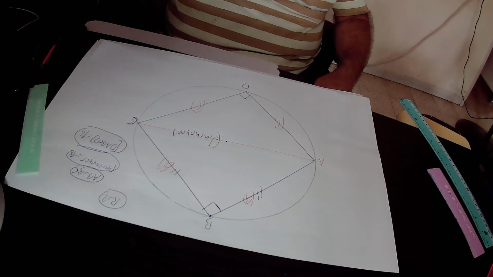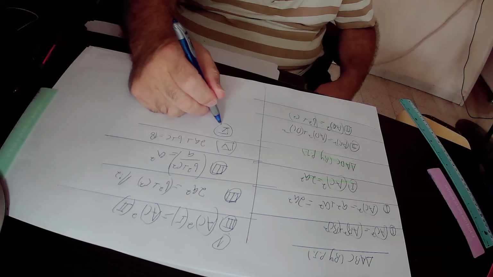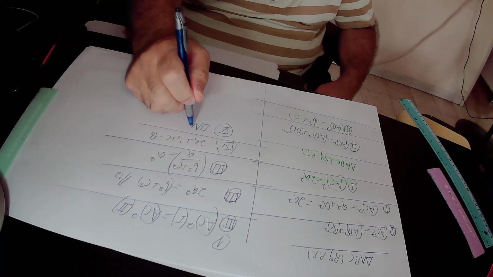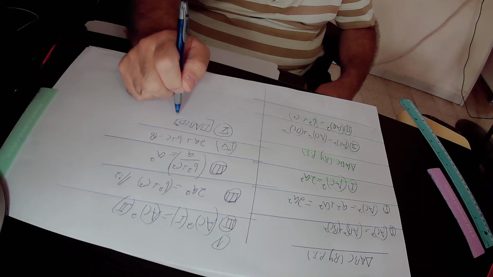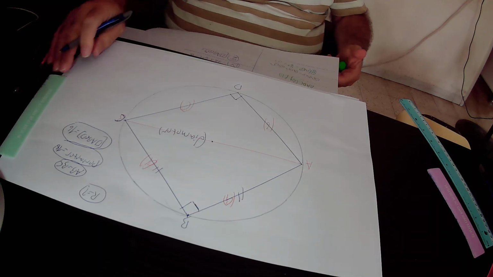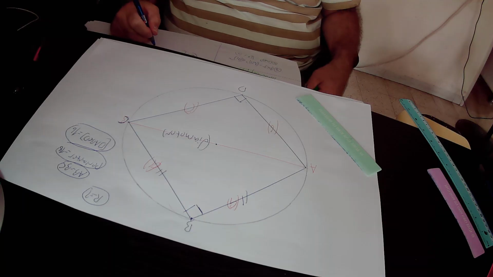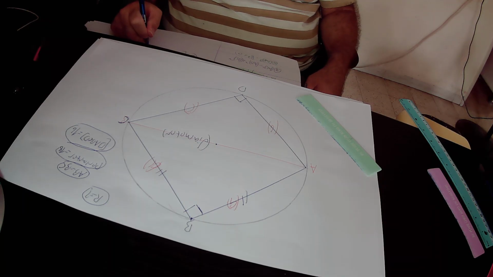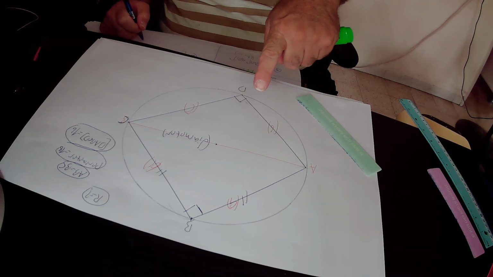So, the area of quadrangle ABCD must be equal to the area of the first shape, the area of this right angle triangle ABC, plus the area of the second shape, the area of this right angle triangle ADC.